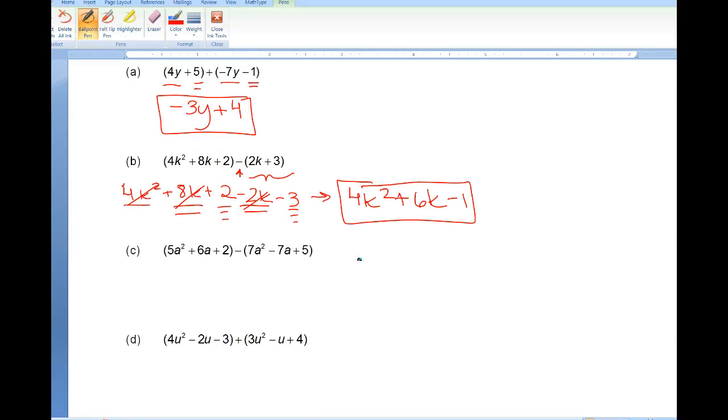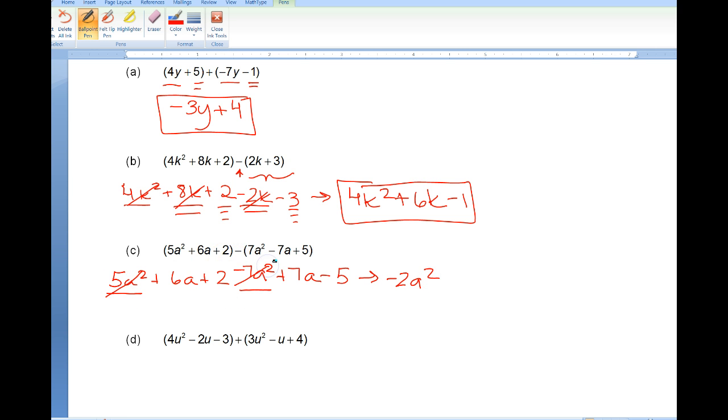In example C, I have another subtraction. I'm subtracting the second polynomial. So I'm going to go through and change my signs here, and I'm going to bring down my first polynomial as it is, and then I'm going to combine my like terms. So I find I have 5a squared minus 7a squared. When I combine those, I get negative 2a squared.